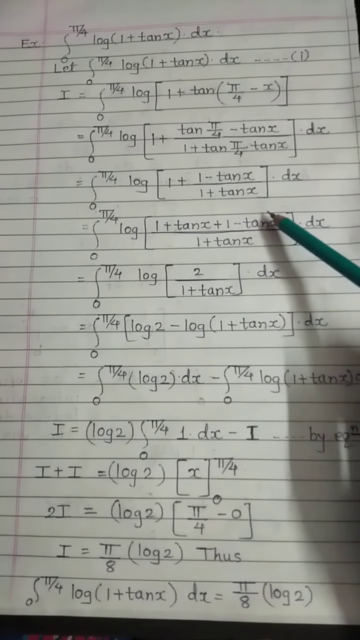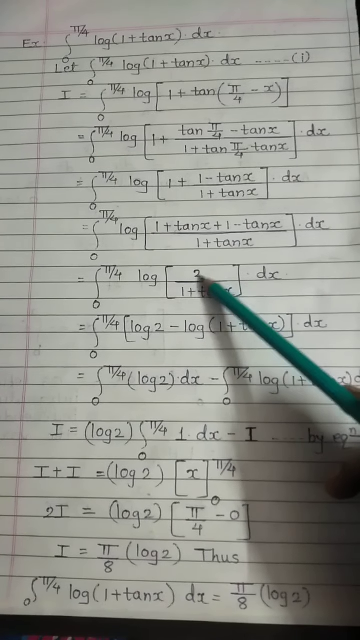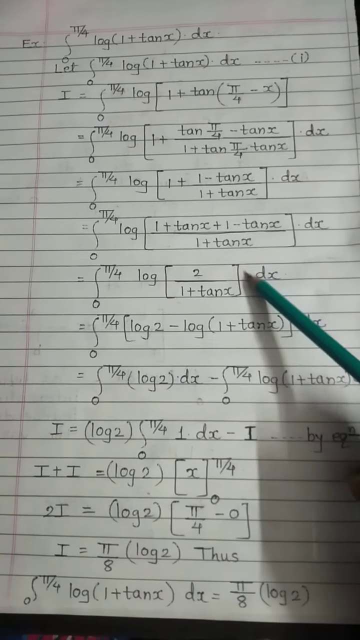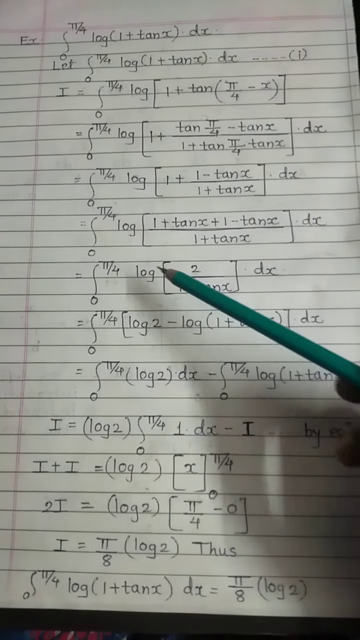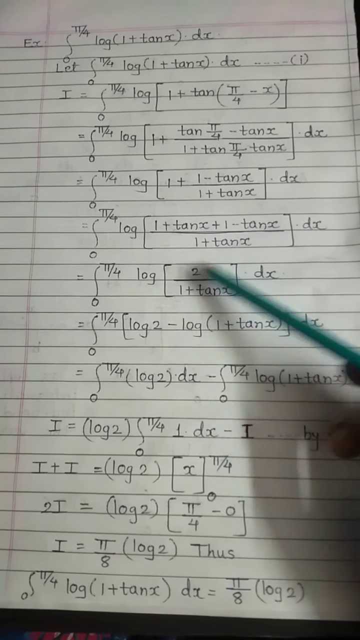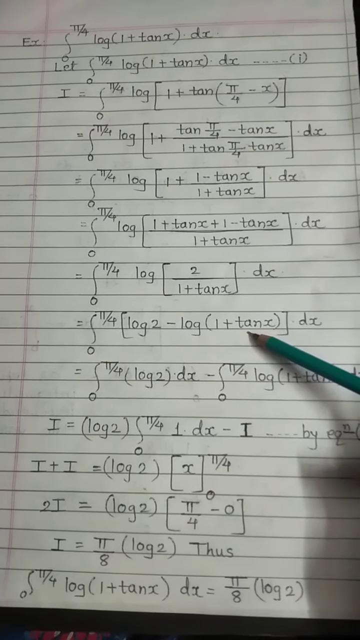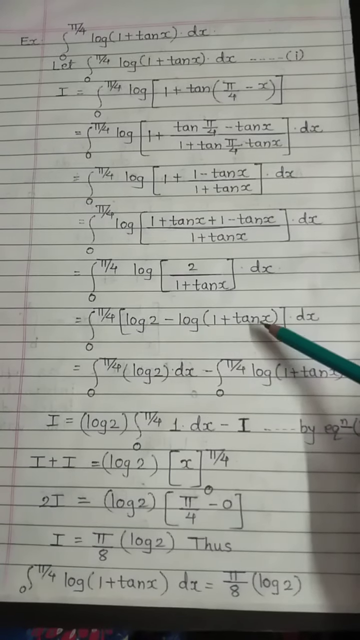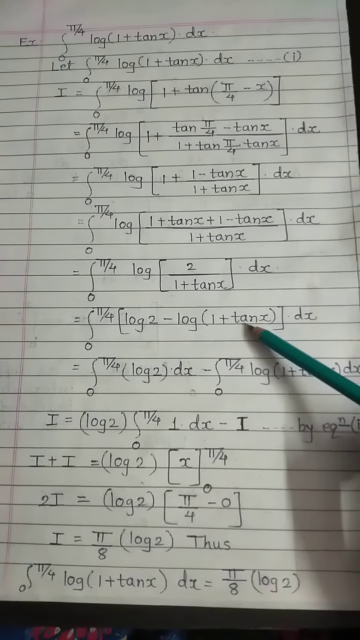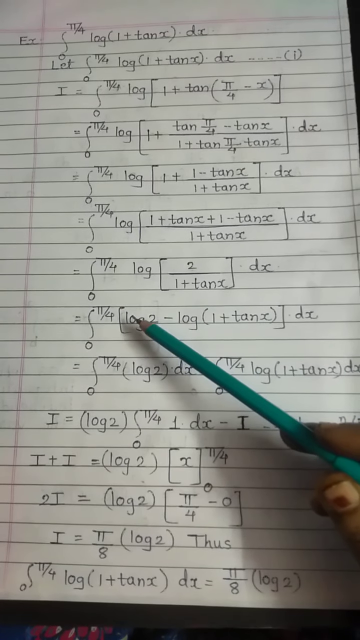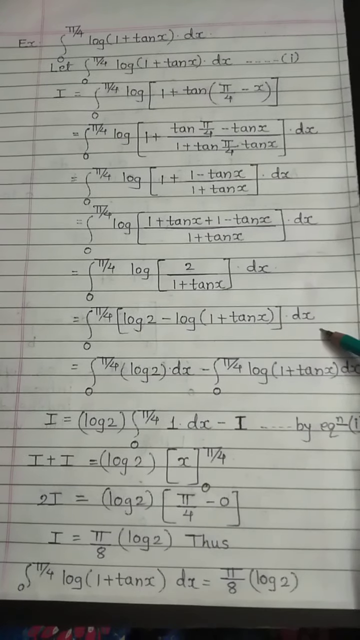Now this plus tan x and minus tan x will get cancelled. 1 plus 1 will be 2. So in the next step we will write the bracket term as 2 upon 1 plus tan x. Now here, since it is in the form of log of a upon b, we can write this as log a minus log b. This is one of the properties of log. This is called the law of quotient. So here we can write this as log 2 minus log of 1 plus tan x dx.